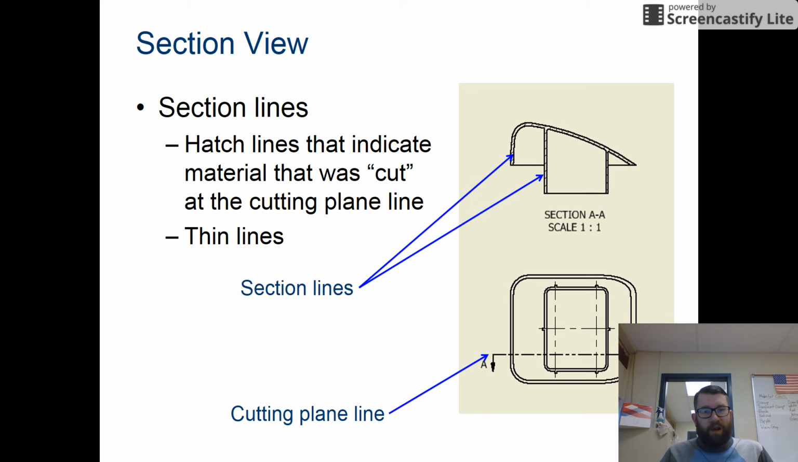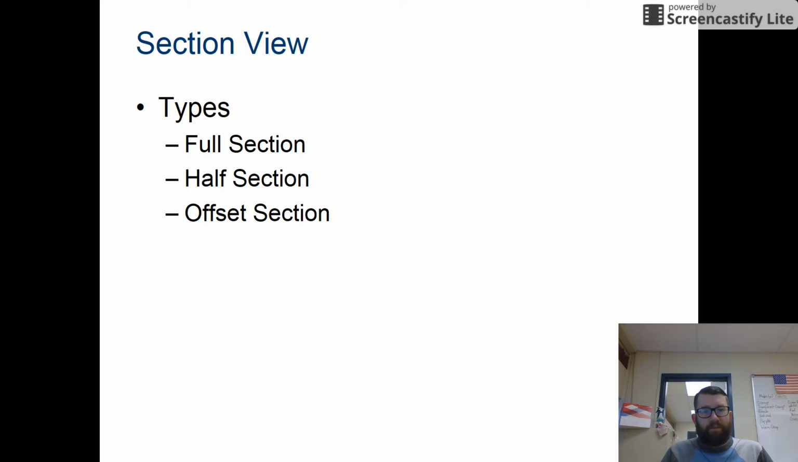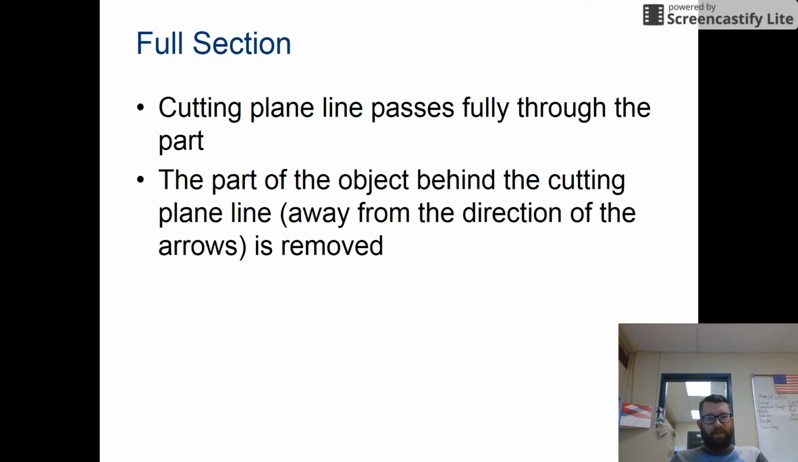Section lines are hatch lines, meaning crossed, indicating that the material was cut at the plane line. They're very thin. They're a little hard to see on this drawing, but later on in the slideshow, you'll have a better idea of what those are going to look like. So you have full section, half section, and then an offset. We'll go through where you would use each type of those section views.